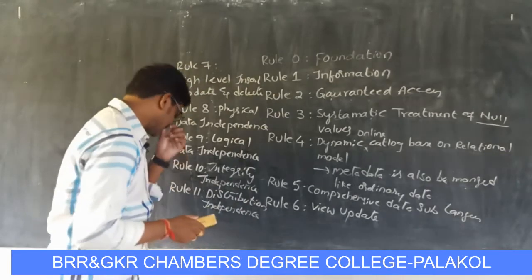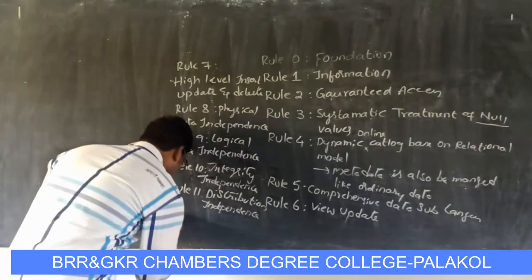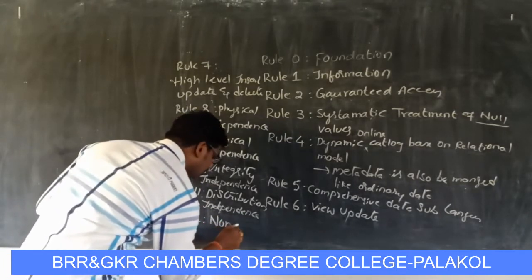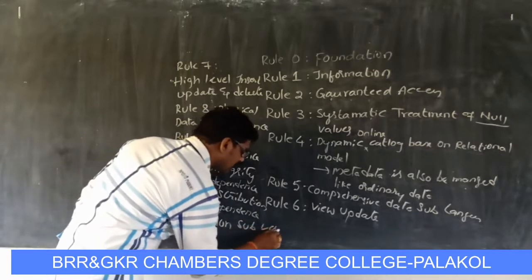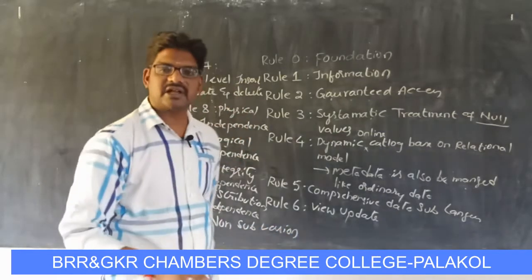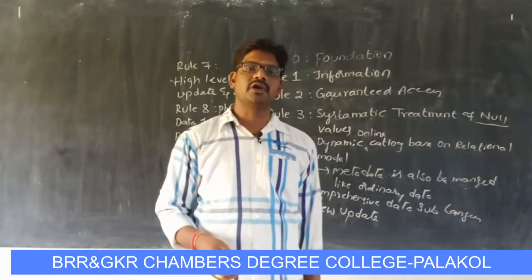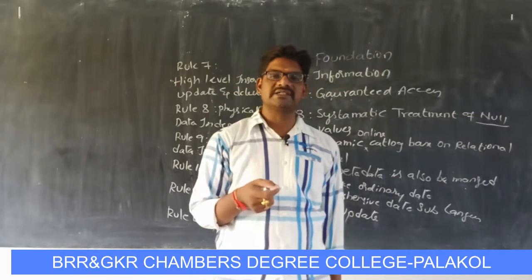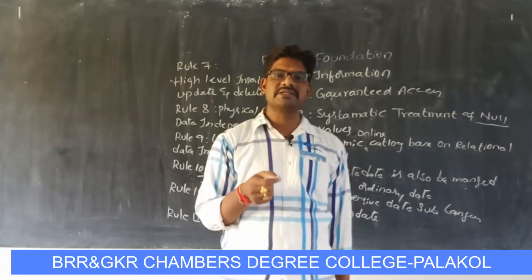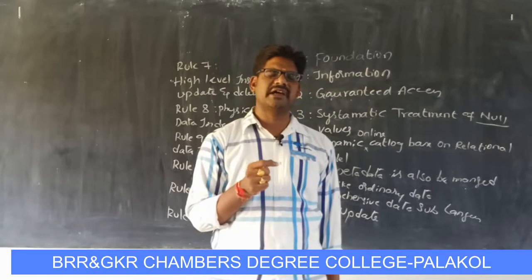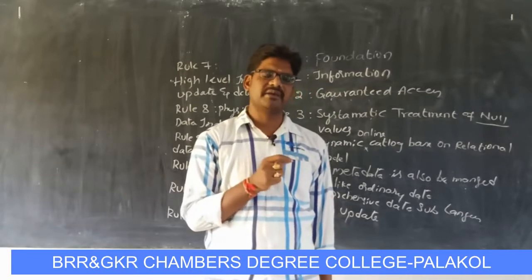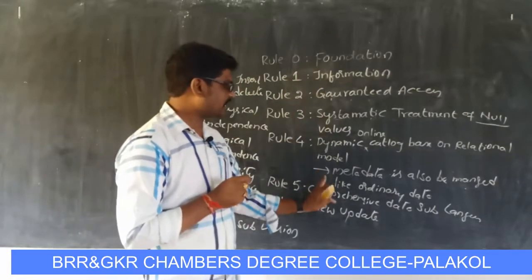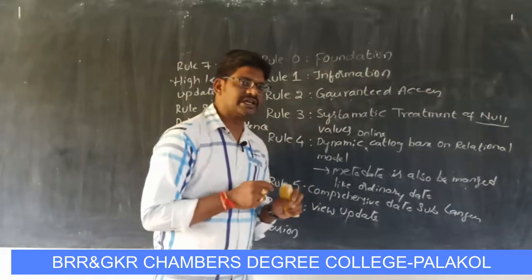Okay, and the last one is rule 12, non-subversion. What is non-subversion? If the system supports a low-level language, that low-level language cannot be used to bypass the integrity rules of the database. We call it non-subversion. So all these are the different rules followed in the relational database.